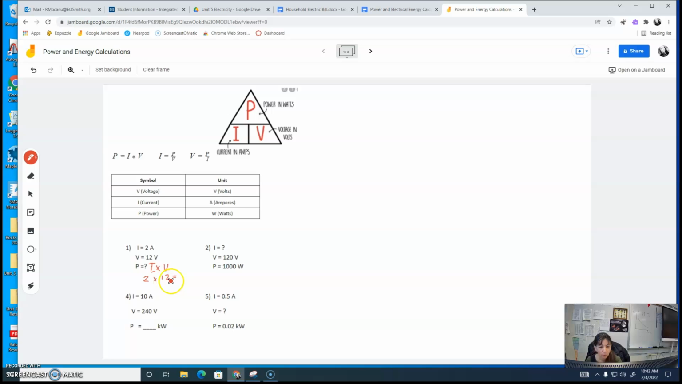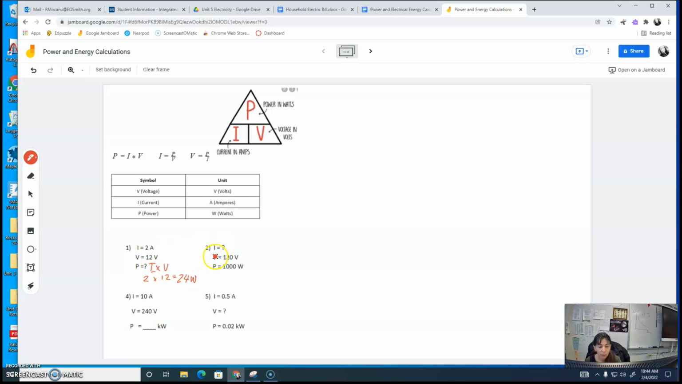Plug that in the calculator. 2 times 12 is 24. And my final thing is, what is the unit that I have for power? Well, the unit for power, if I forget, I can always check my little table right here, is watts, capital W. Okay? So that's how you would do that problem.